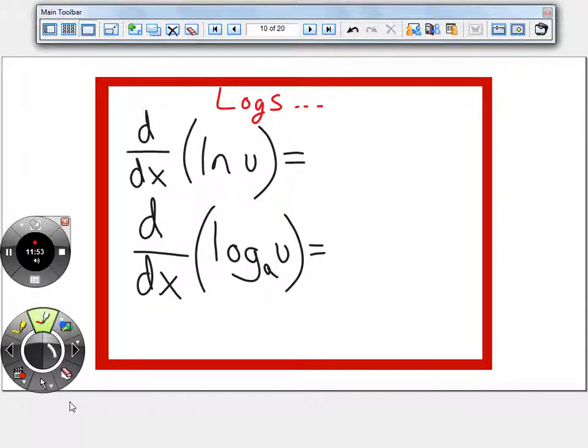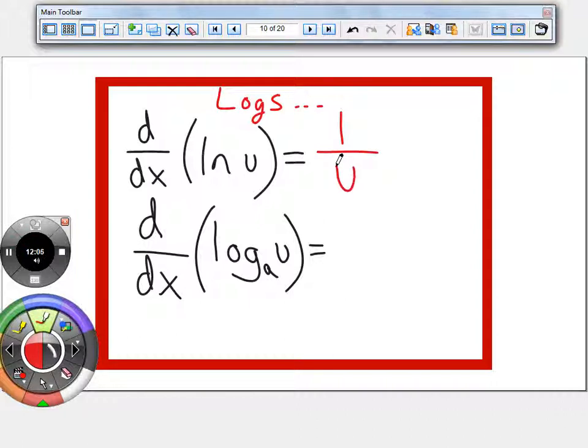So we have a couple derivatives for logs. The derivative for natural log is slightly more simple. The derivative of natural log is just 1 over whatever's in this spot. So it's just 1 over that. And then, of course, the chain rule always applies. So it's multiplied by du dx.